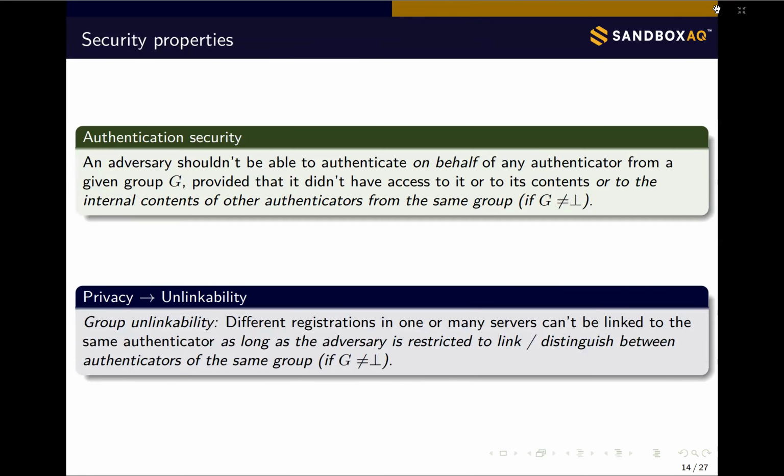And then for anonymity, or for privacy, usually in FIDO2 it's defined in terms of anonymity, and we talk of group anonymity. And here we say that different registrations in one or many servers cannot be linked to the same authenticator as long as the adversary is not able to distinguish between authenticators of the same group. If we are talking about authenticators of different brands, for example, the adversary may be able to distinguish.